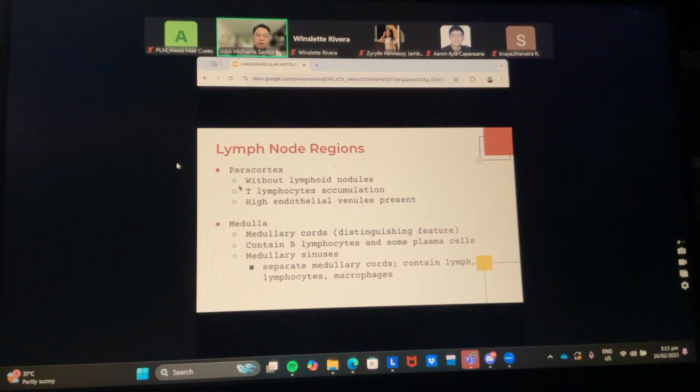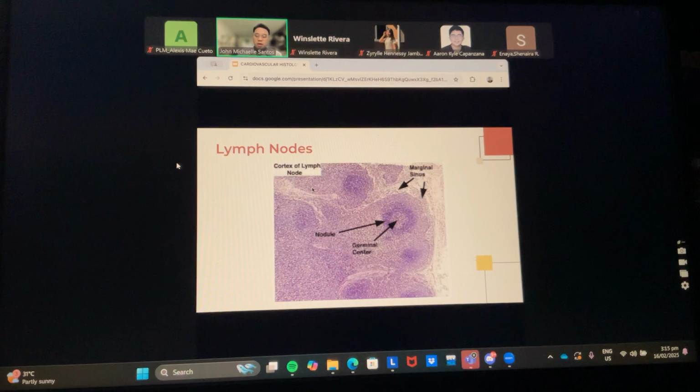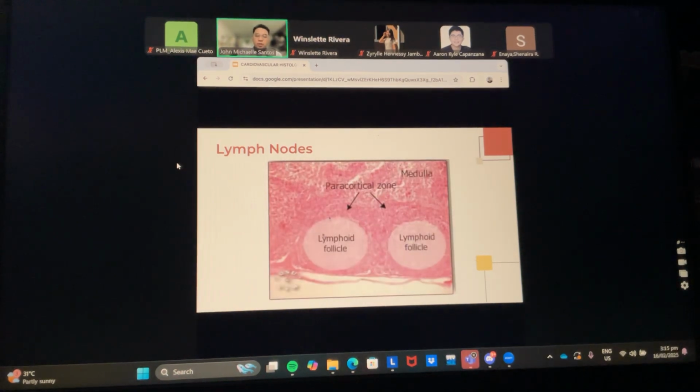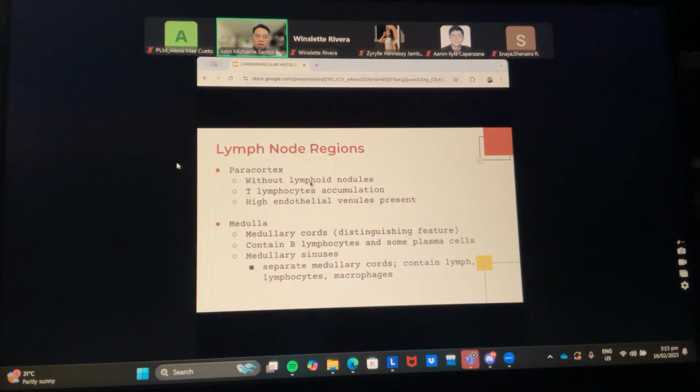You also have your paracortex. Your paracortex is just outside your cortex. Ayan, yung mga nasa gilid nila. This doesn't have a lymphoid nodule. The majority of cells here are your T lymphocytes and high endothelial venules are present.